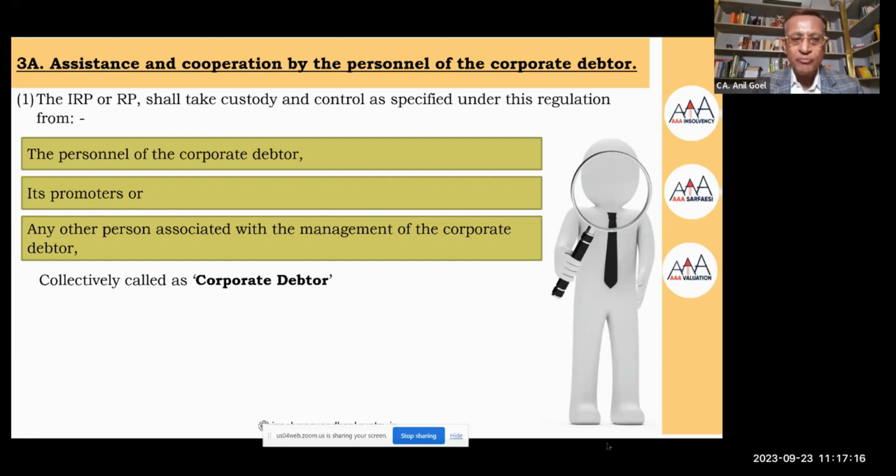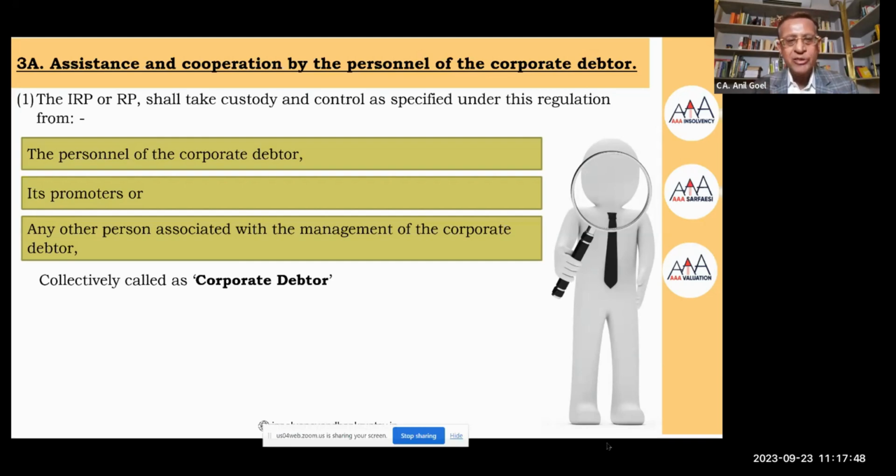Whenever we say personnel, it means key managerial personnel, and the key managerial personnel are defined under the Companies Act. Then there are the promoters. Then any other person associated with the management of the corporate debtor. So all managerial persons, all consultants, auditors, are also covered under this regulation 3A. Even the auditors are otherwise covered, but in this particular scenario, even the consultants are also covered.